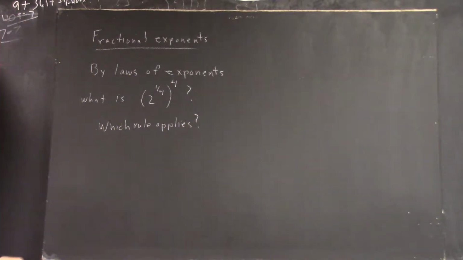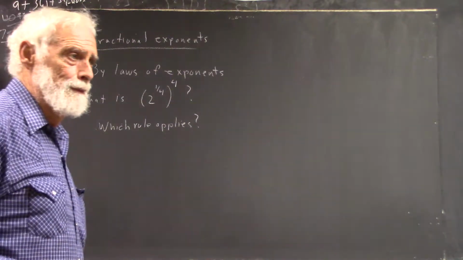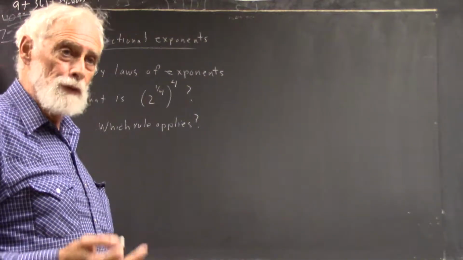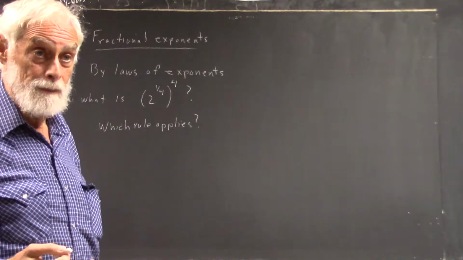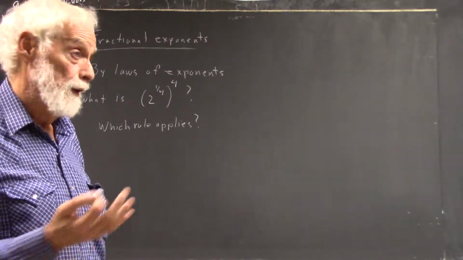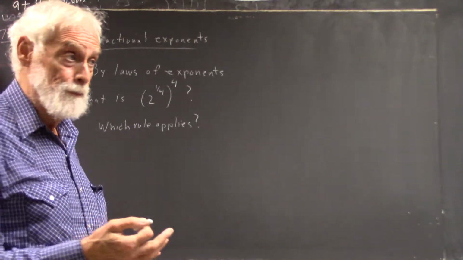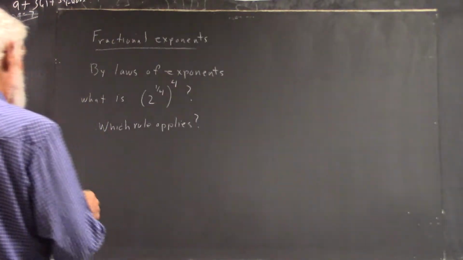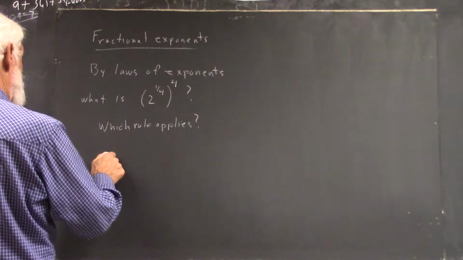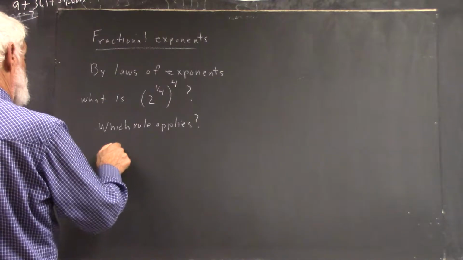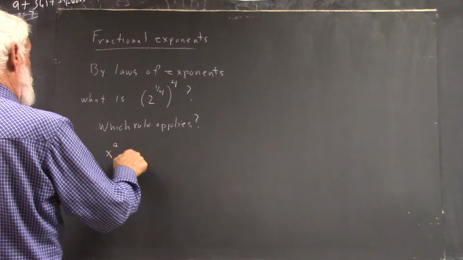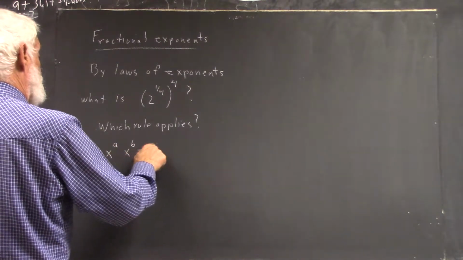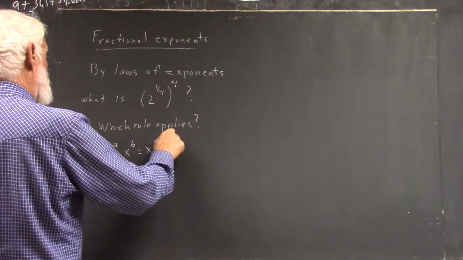Well, can you write down the rules for exponents? I will say that you need to be able to do that. You need to know what the rules are because you're going to have to use them, okay? So I'm going to write down at least some of the rules. One rule is x to the a times x to the b equals x to the a plus b.